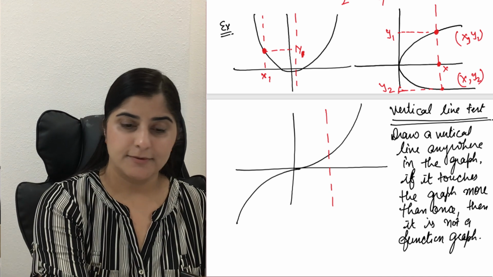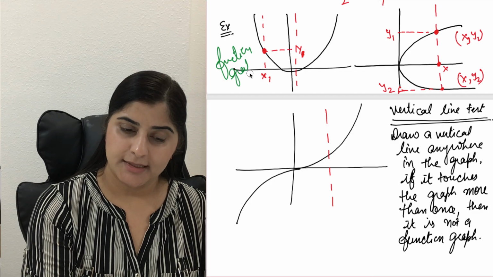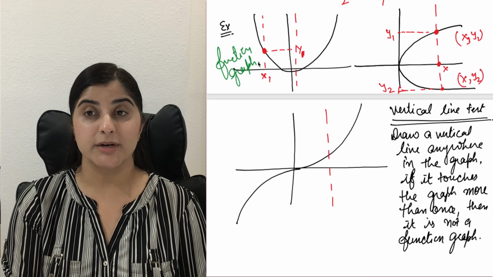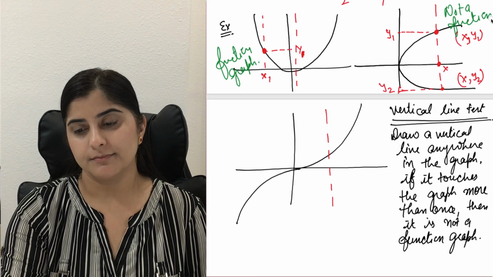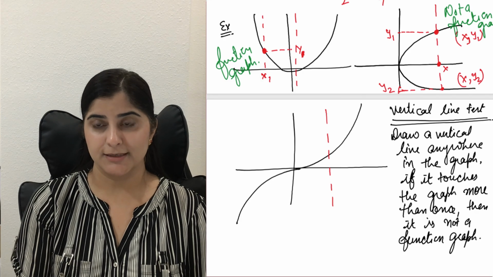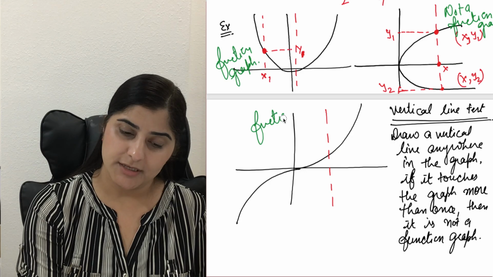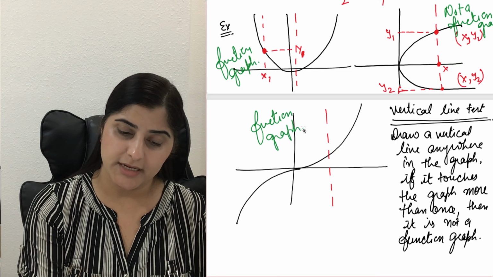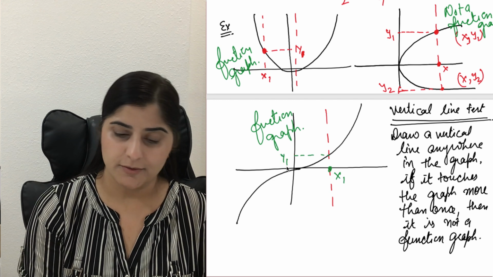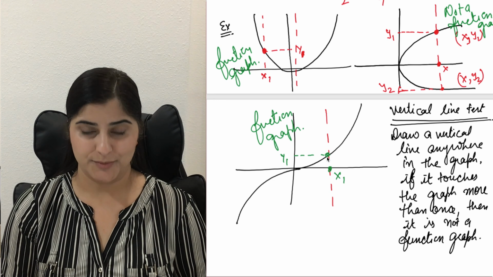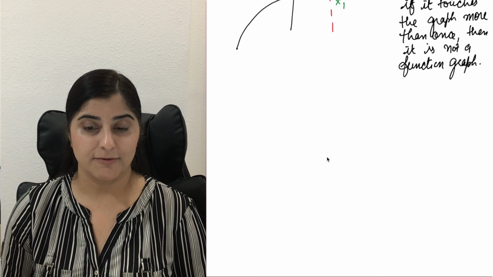So the first graph is a function graph. You can say that this graph passed the vertical line test, and the second graph is not a function graph because it fails the vertical line test. It touched the graph more than once. This is also a function graph because the vertical line touched the graph only once. That means one x value has only one corresponding y value, one input, one output. So this is how we test if the given graph is a function graph or not.